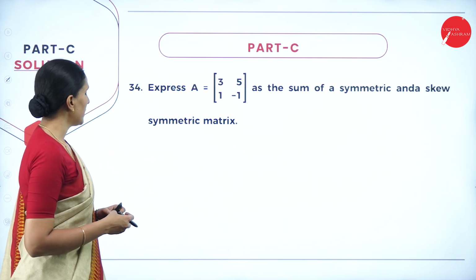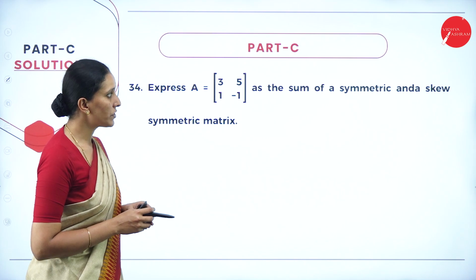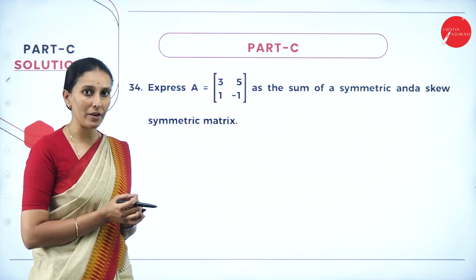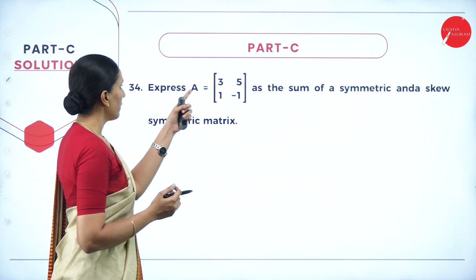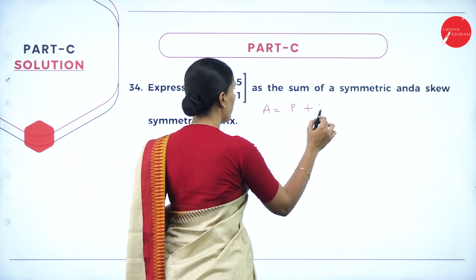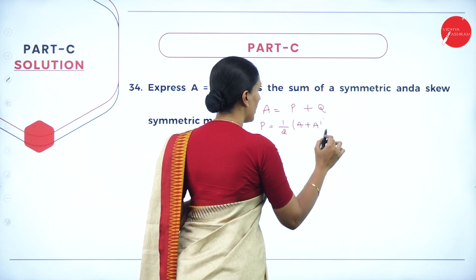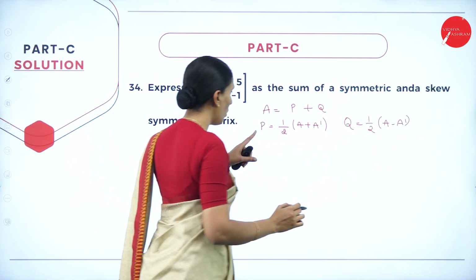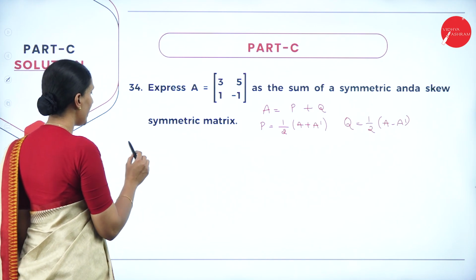Next question, question number 34. So here there is a question on expressing a matrix in the form of a symmetric and skew symmetric matrix. Other than that, we have a few theorems in the chapter matrices, so that can also be asked under part C sections. So now here we have A, we need to express A in the form of P plus Q, where P is half of A plus A dash and Q is half of A minus A dash. And also P should be symmetric, Q should be skew symmetric. So let's prove this. Let's find A dash now.